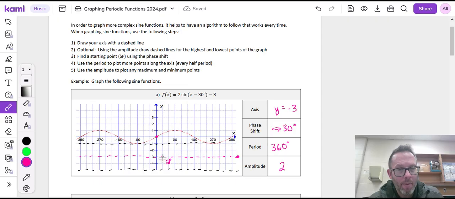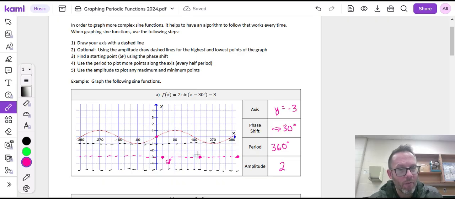Halfway, I'm going to be coming back down to my axis. So 6 squares over, I'll put a dot on the axis as well. I know my sine function will go up and come down and hit that, and then go down and come back up. And then the one more piece of detail we should add is the maximums and the minimums.